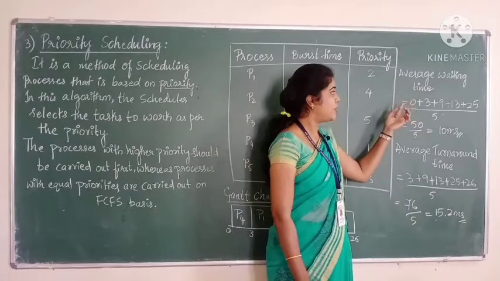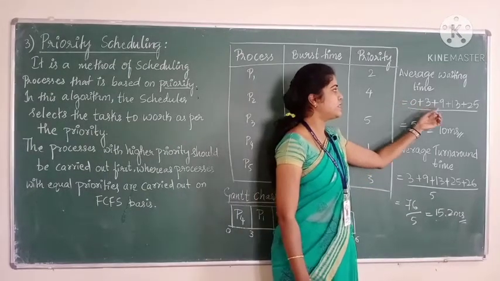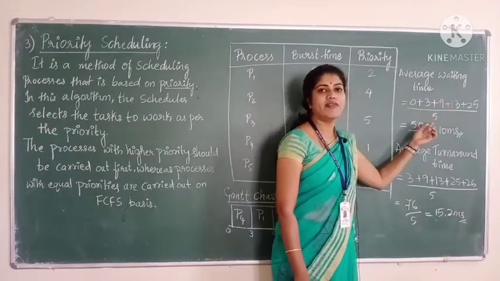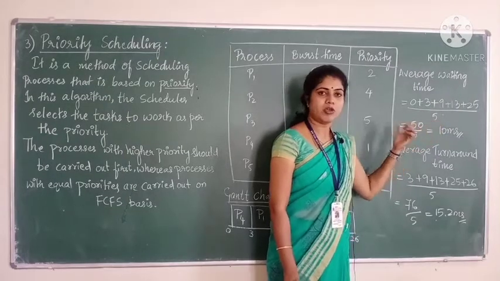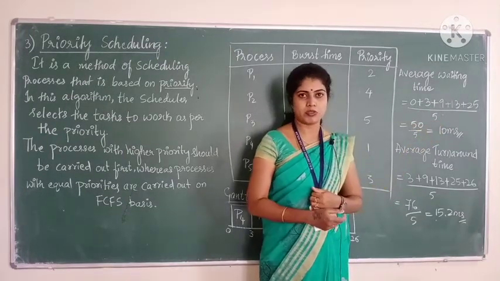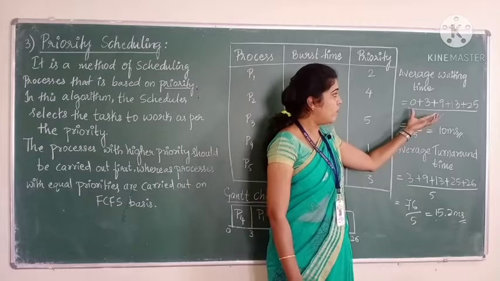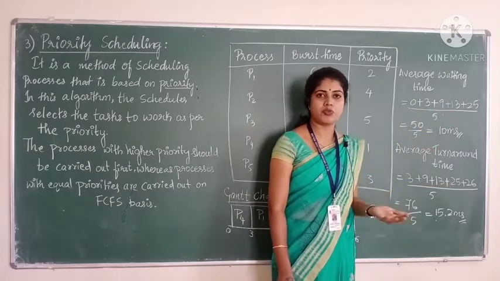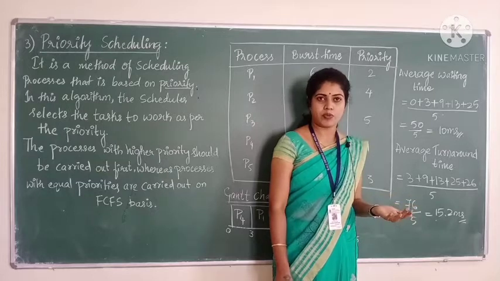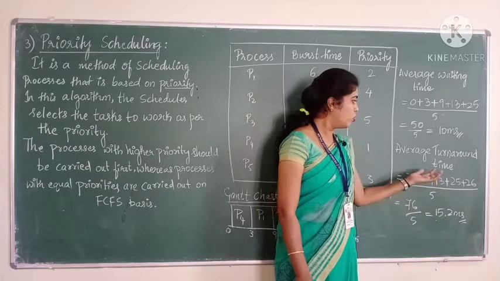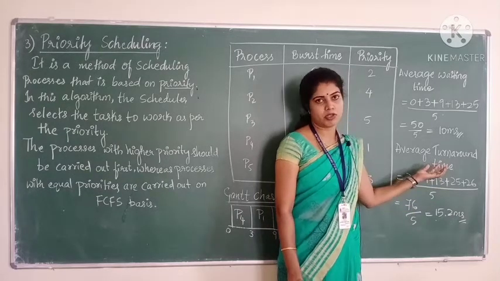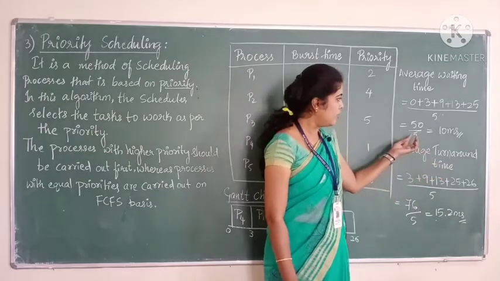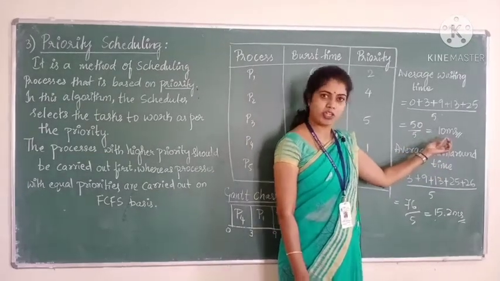Average waiting time: I got 0 plus 3 plus 9 plus 13 plus 25, divided by 5. Why 5? Because in the given table you have 5 processes. I am just going directly to the average waiting time because in the previous videos you learned how to calculate waiting time and turnaround time using formulas. Here you will get 10 milliseconds as the average waiting time.